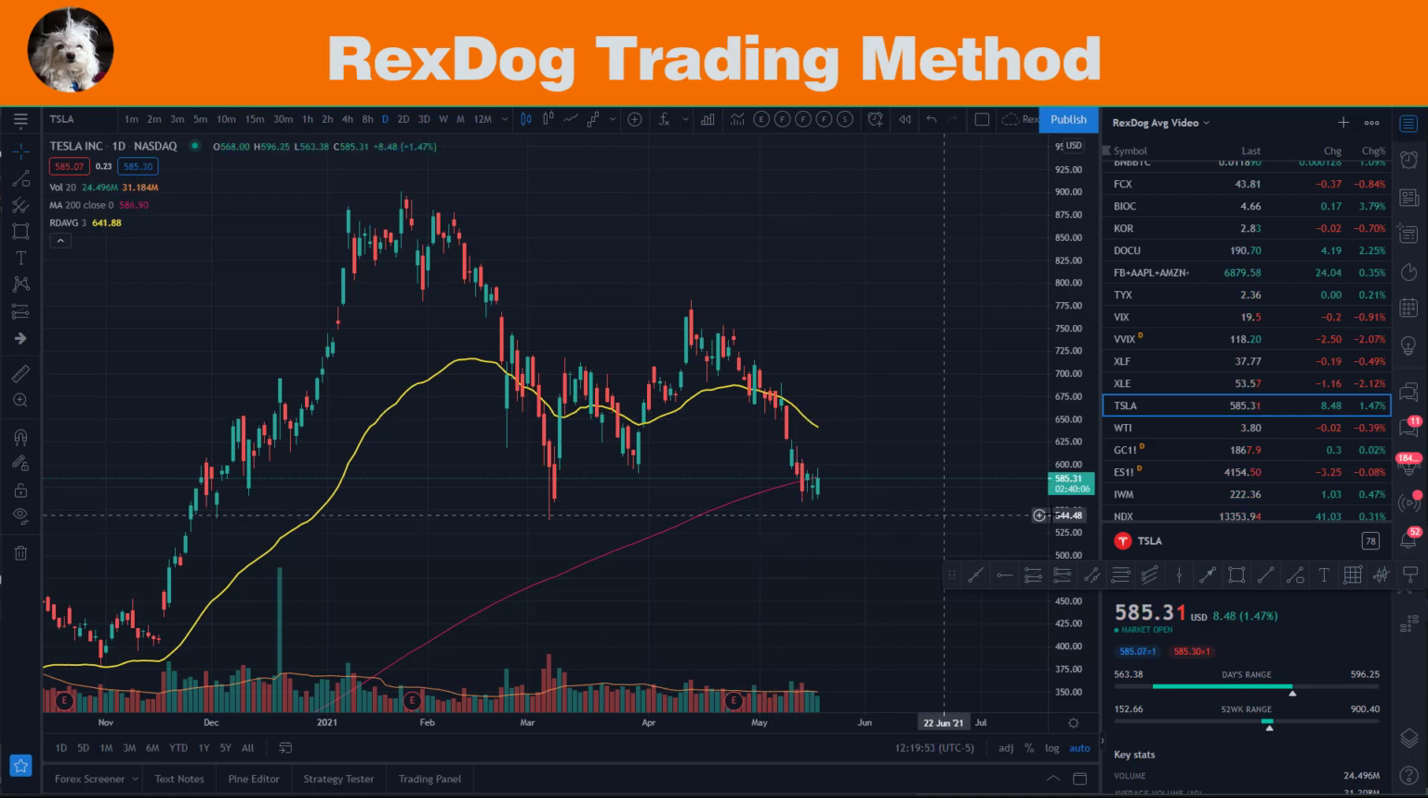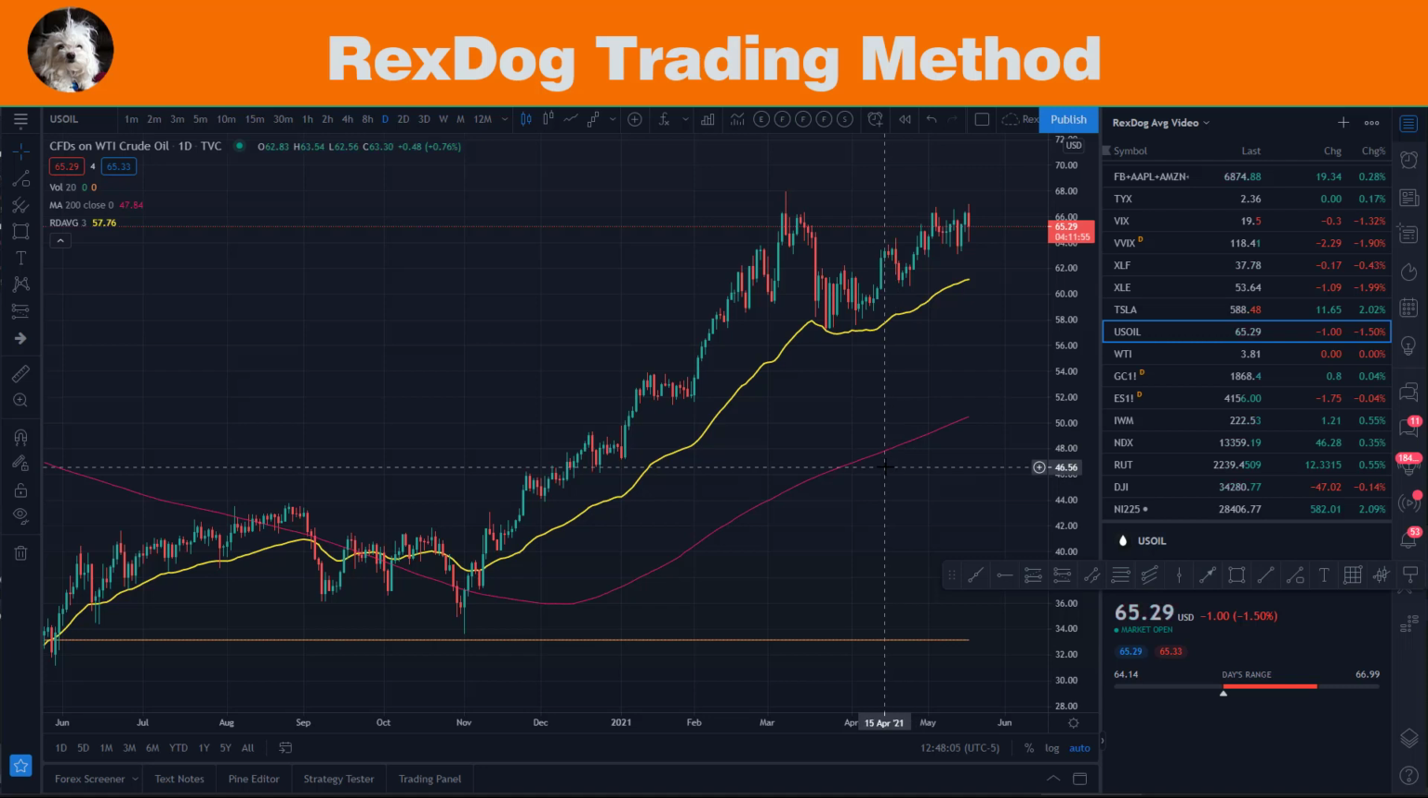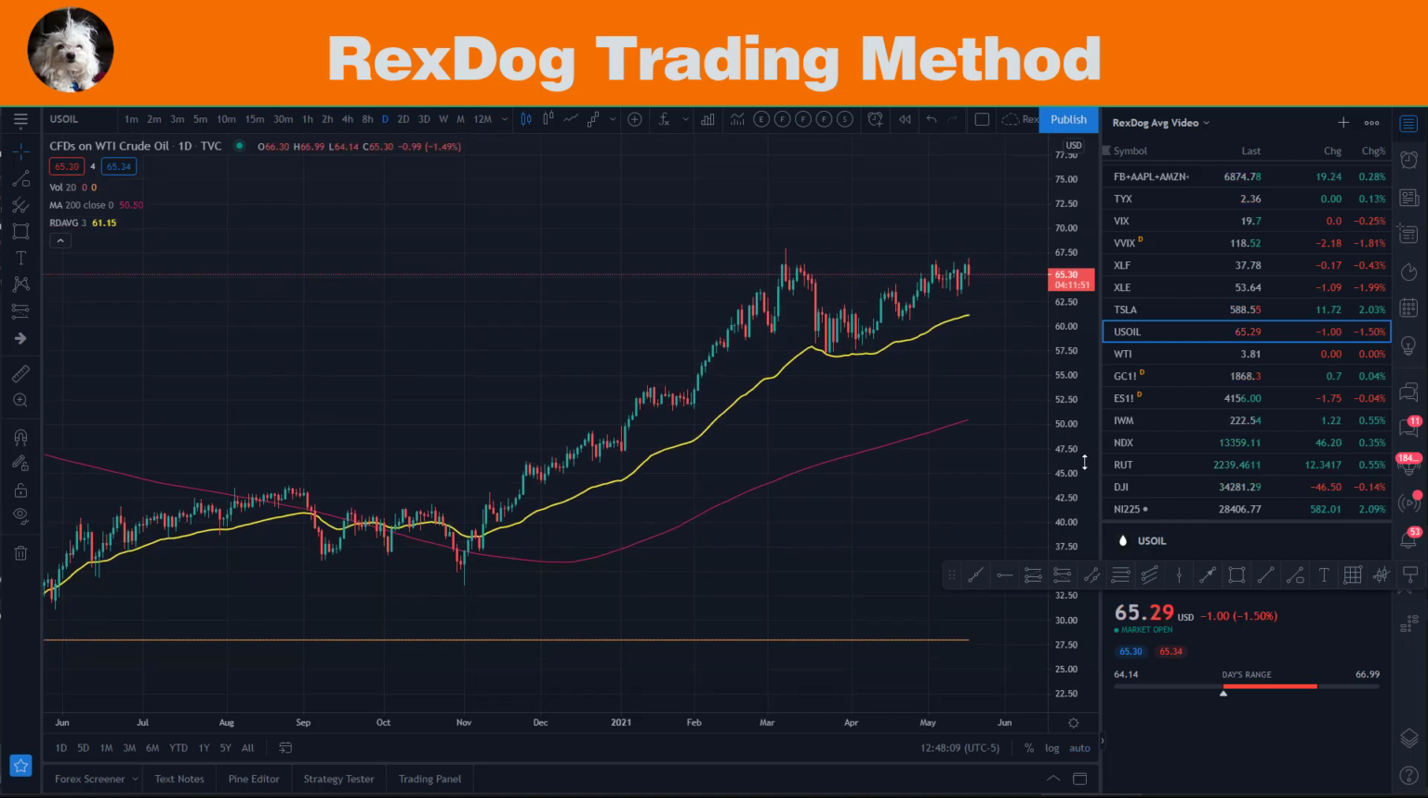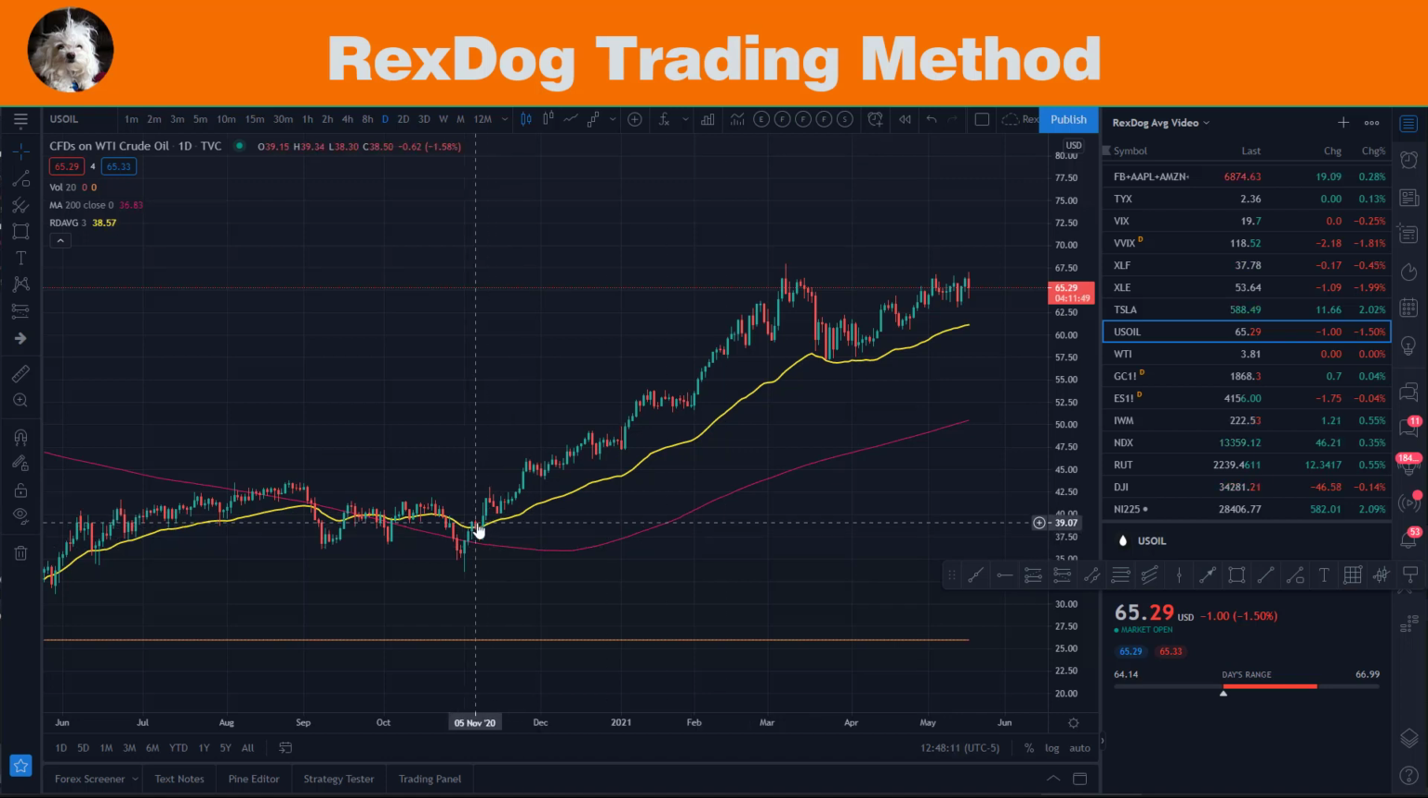WTI or US oil, black gold, as we can see here on the US oil chart, changeover in November 2020. The RexDog average told you that you should have a long bias. It did check in around 23 March, and since then it's been a long bias.